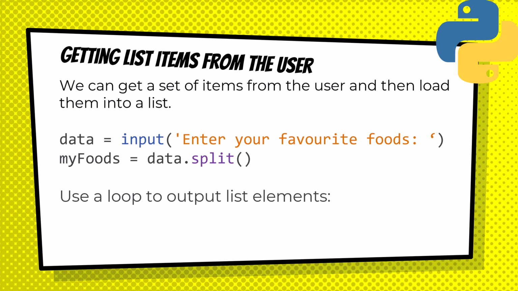And I can then use a loop to loop through that list. I can loop through the individual food items in the myfoods list, and I can print those items out. And that is a really common thing that we do in programming with arrays. We use loops to help us work with those arrays and the items in my array.